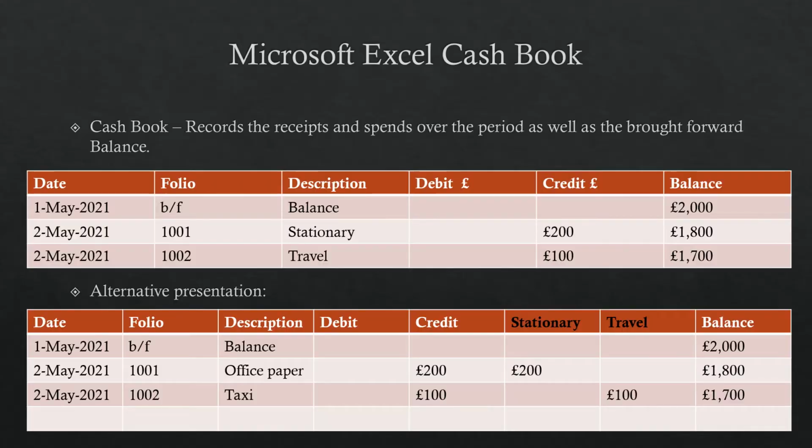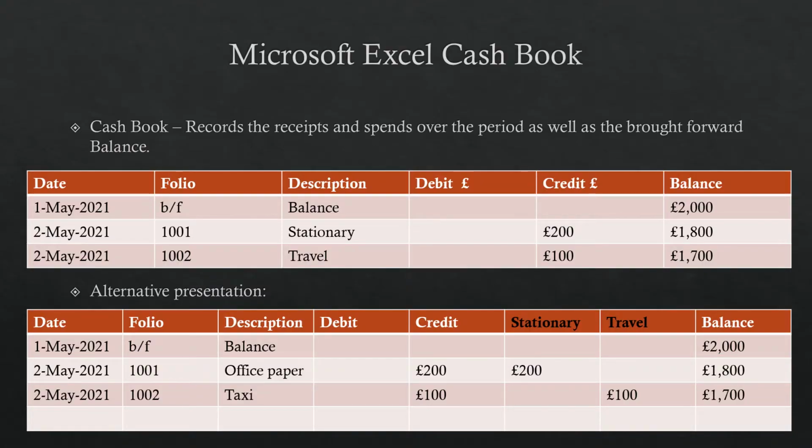Now, we need to look at this impact in terms of Microsoft Excel, which is where the cash book is. Okay, so first of all, if we're going to design this from scratch, we would need to have the various categories. Category number 1 would be the date, then we have the folio, then the description, then the debits and the credits, and then the running balance. So in the date, we would need to have the opening balance, as we mentioned earlier, which is the very beginning of the period. And here, the brought forward balance is 2,000. And we spent 200 on stationery and 100 on travel.